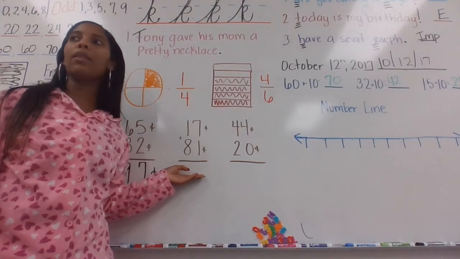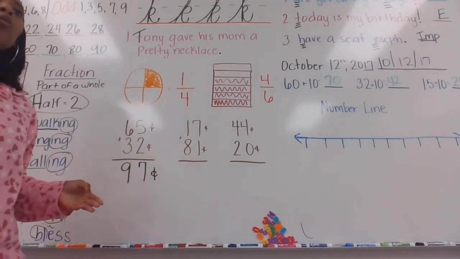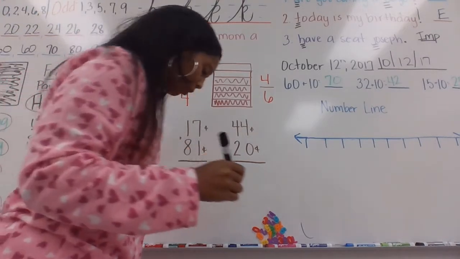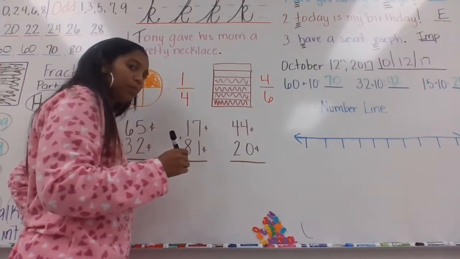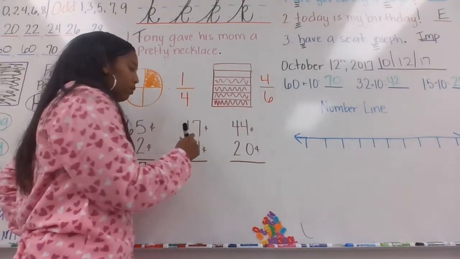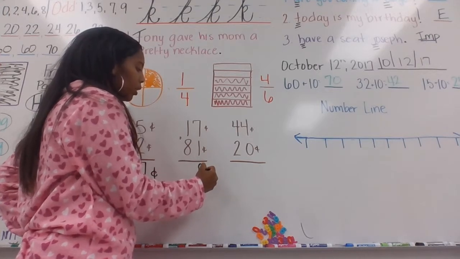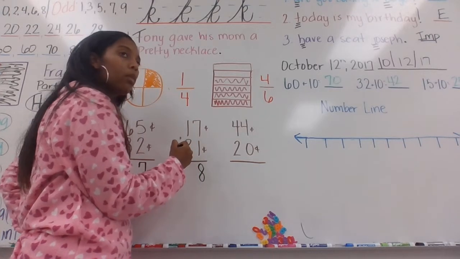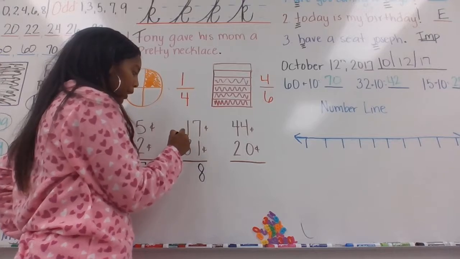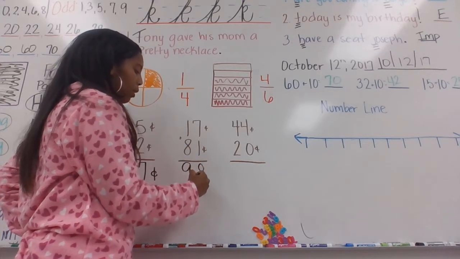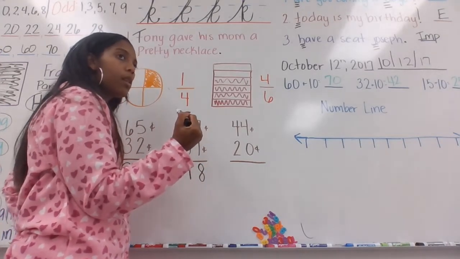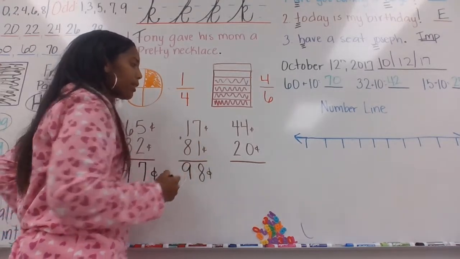Okay, next I have 17 plus 81. Walk us through it, Amina. How am I adding? So you start with 7 plus 1. 7 plus 1 equals 8. Good. And 8 plus 1 equals 9. And what am I missing? A cent sign. 98 cents.